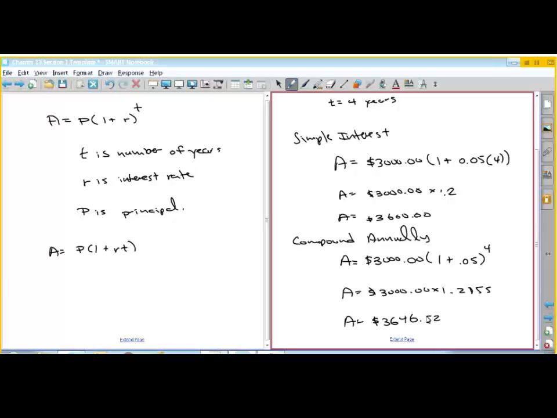You get $600 here in interest. Here you get $646.52. And you say, well, it's $46, and every dollar counts. But it's not like, wow, this is a huge difference. But if you do it over a 40-year period, there is a huge difference. That compounding makes a huge difference.